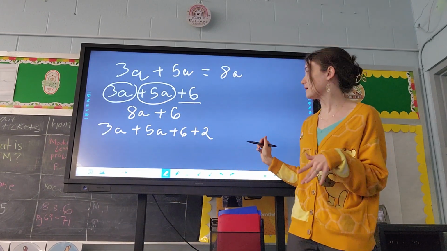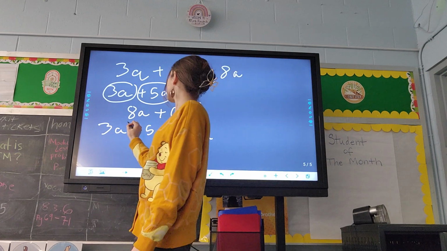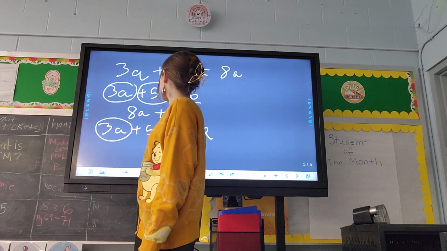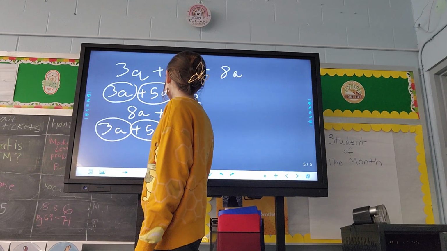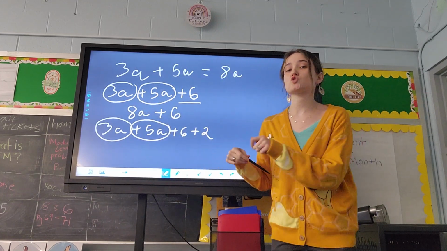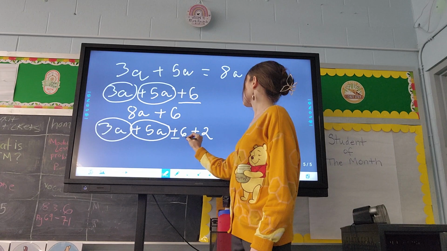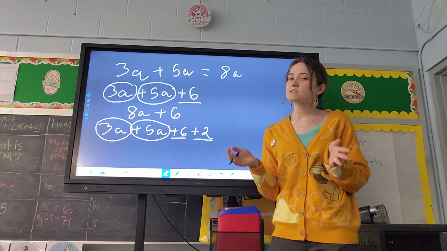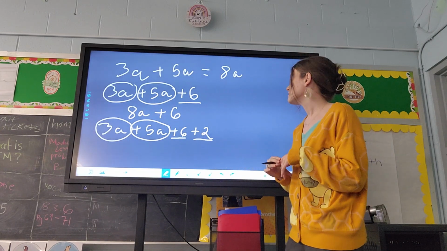Now what if we did 3a plus 5a plus 6 plus 2? Alright, this is a little bit of a longer math problem, but let's do it. I'm going to circle my a's. You could put triangles or boxes or whatever you want around them. You can do top hats, you can underline them, give them shoes. I just like the circling and then I underline. Depends how much room you have in your book, okay?